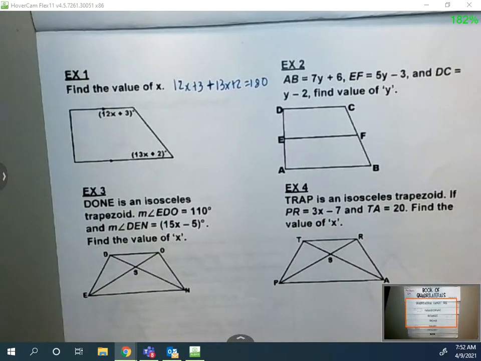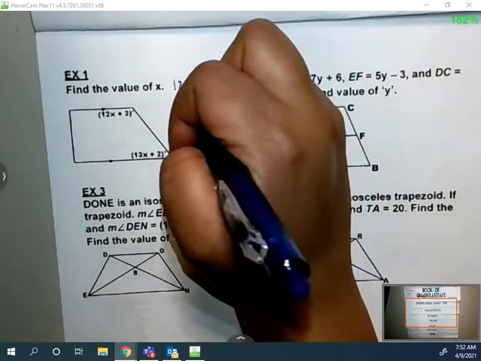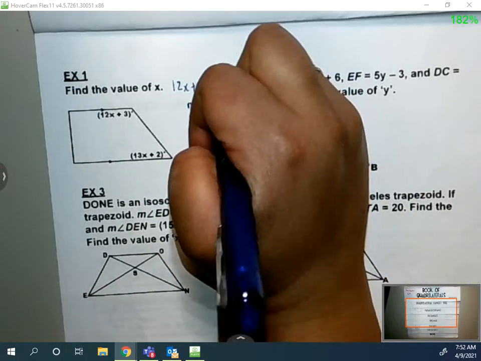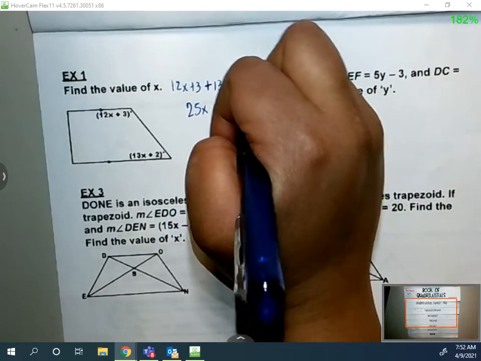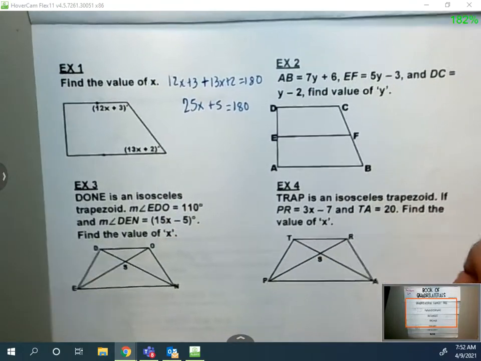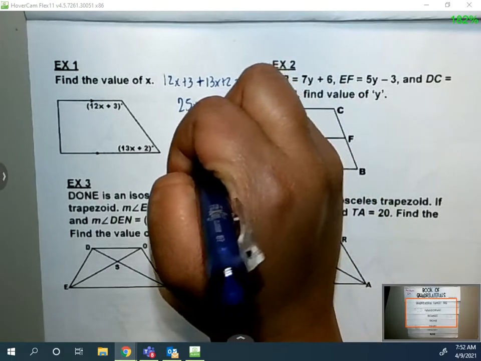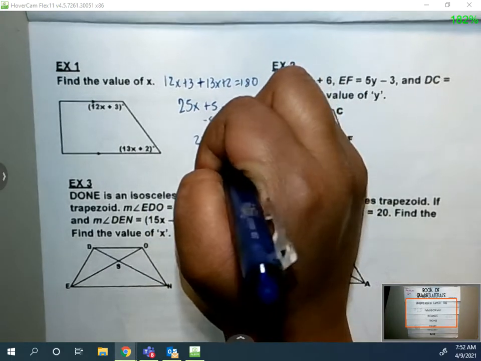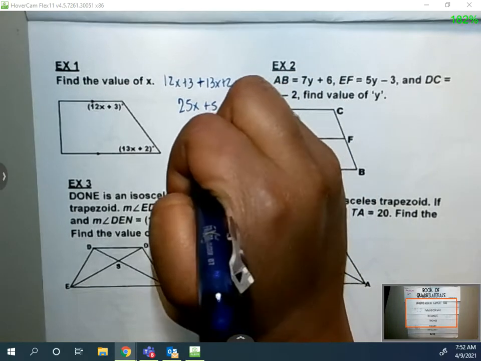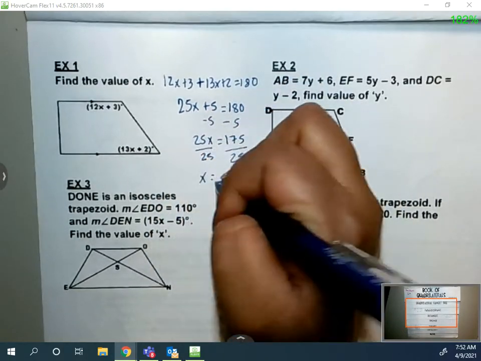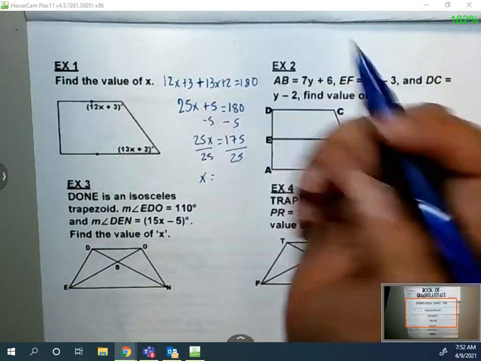Does that make sense, everyone? Okay, so combine our like terms. 25x plus 5 is equal to 180. What am I going to do now? Subtract 5. 25x is equal to 175. That's 7. X is equal to what, sorry?